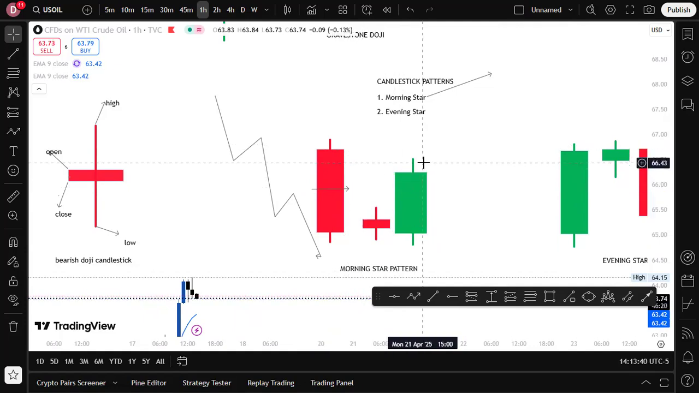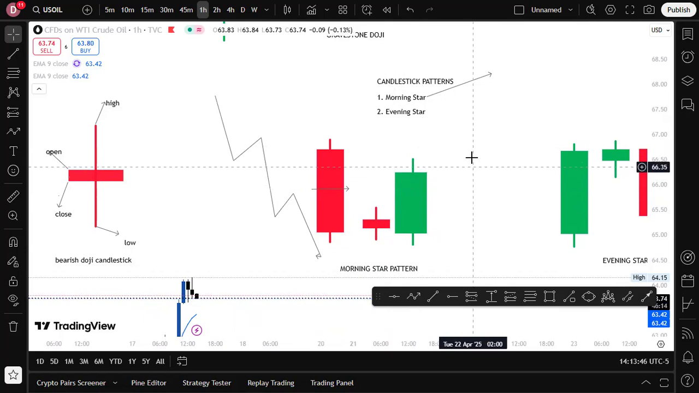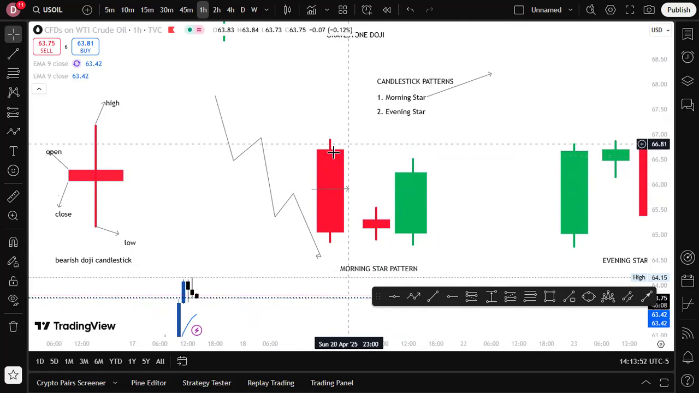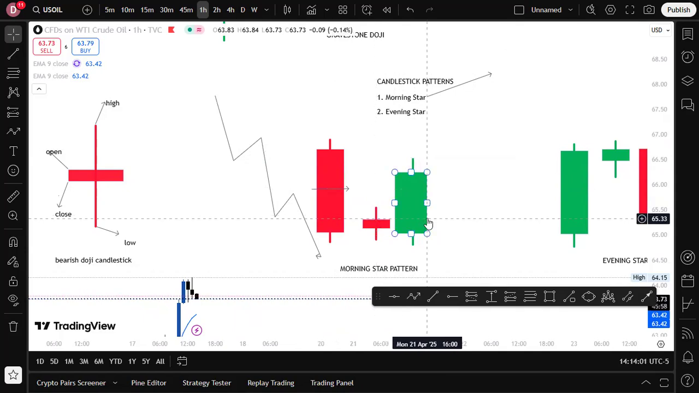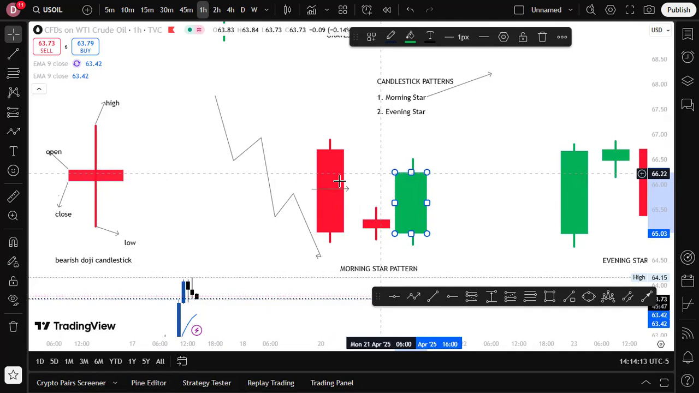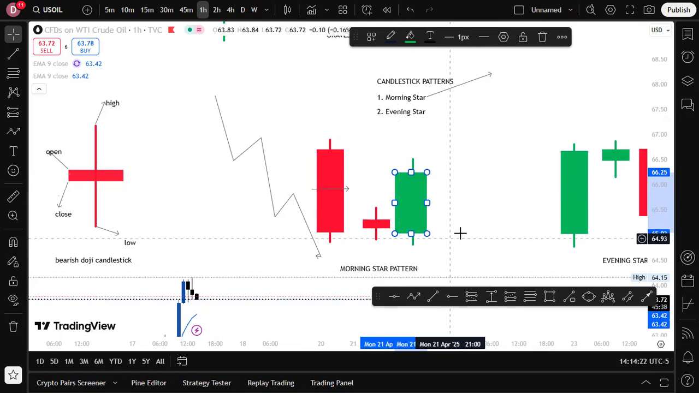Let me recap again. A morning star candlestick pattern is a bullish reversal pattern, and it occurs at the bottom of a downtrend. It consists of 3 candlesticks: the first candlestick is a bearish candle, the second candle can be either bearish or bullish, and the third candle has to be bullish. The close of the third candle has to be above the midpoint of the first candle. The close of this candlestick happened here, so it's already above the midpoint of the first candle. So this is considered a morning star candlestick pattern, which is a bullish reversal pattern.